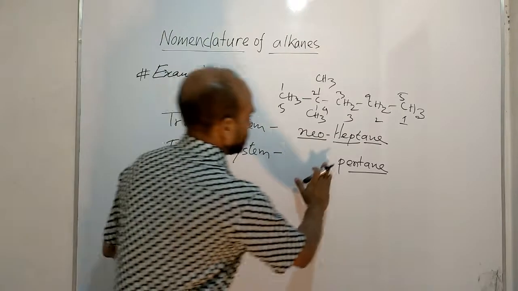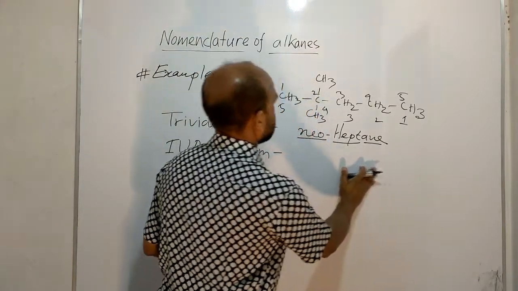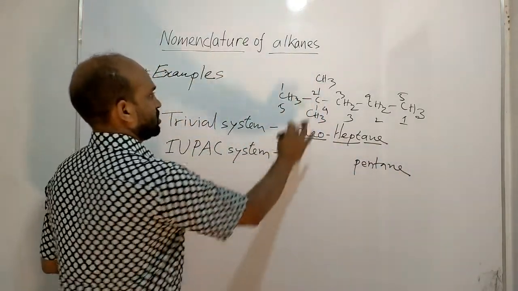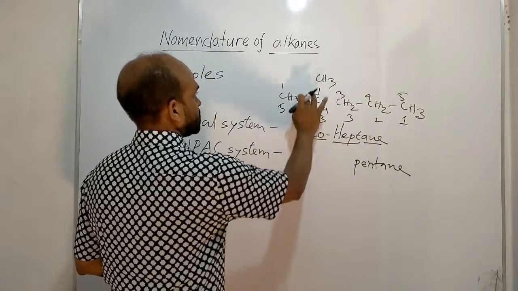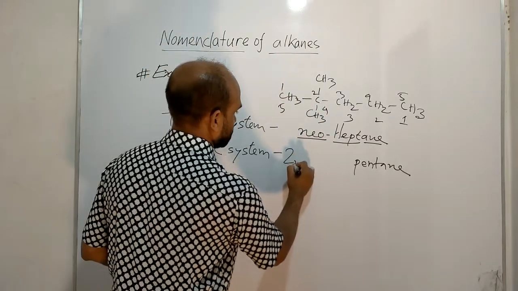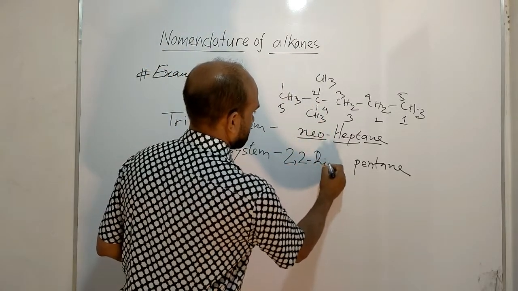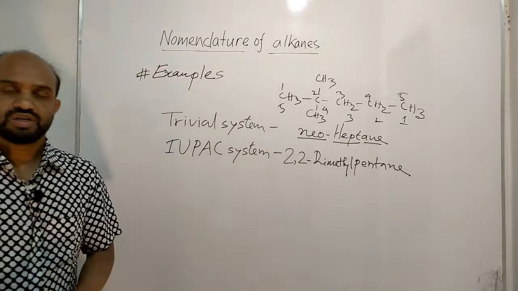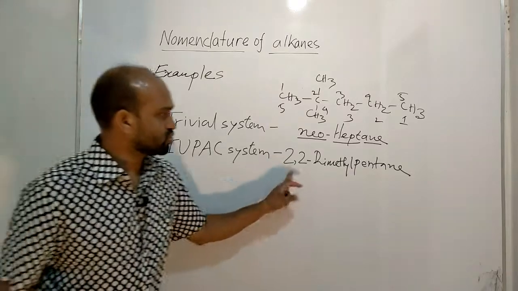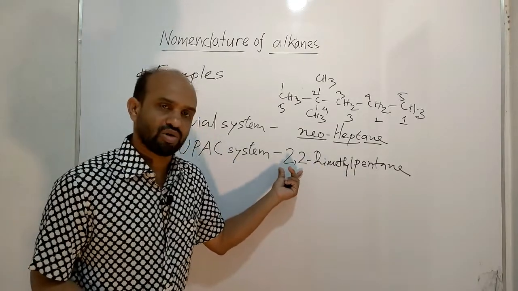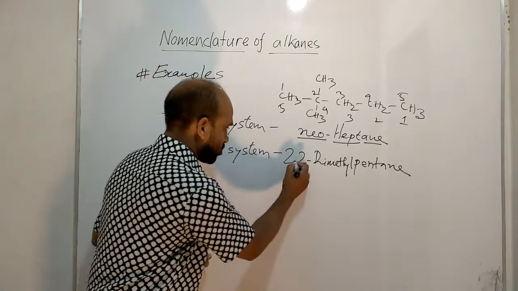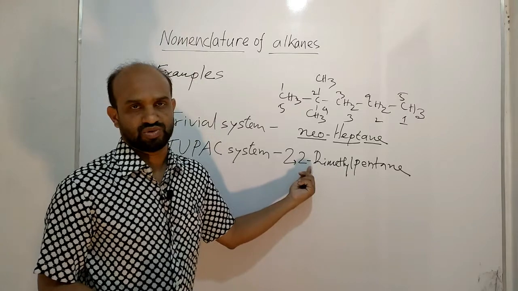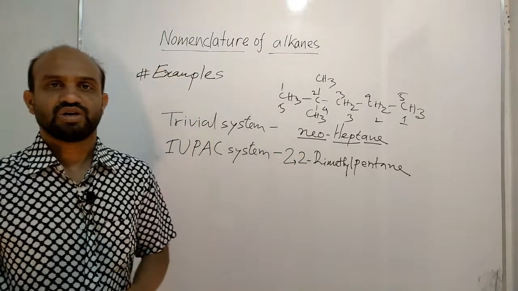Now the name of the compound will be, this is pentane, and at carbon 2 there are 2 methyl groups. So 2,2-dimethylpentane. This is the name of this compound, 2,2-dimethylpentane. Among or between digits, comma is used, and between digit and word, hyphen is used. Let's move on to the next example.